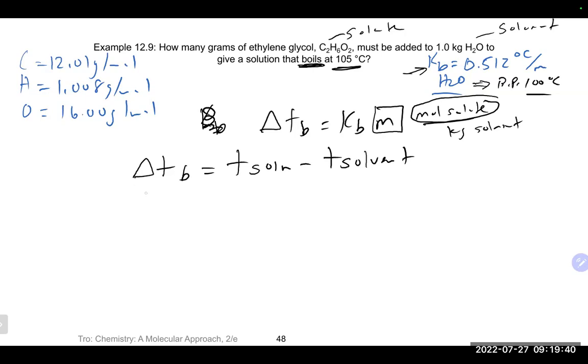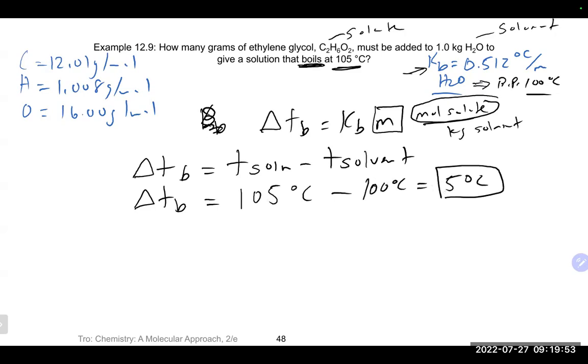So in this case, our change in boiling point would be the boiling point of the solution here, which is 105 degrees Celsius, minus our normal boiling point of water, which would actually give us 5 degrees Celsius. So again, it's important to make sure that you get the right number there to use. You don't want to use 105 in that change in boiling point temperature.